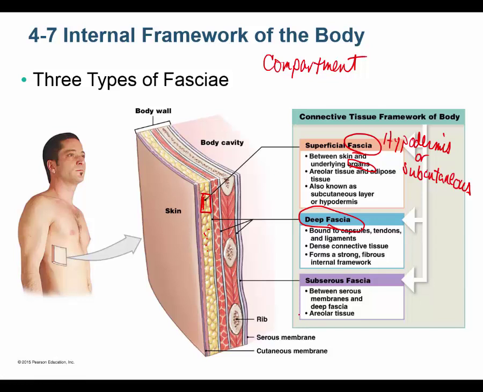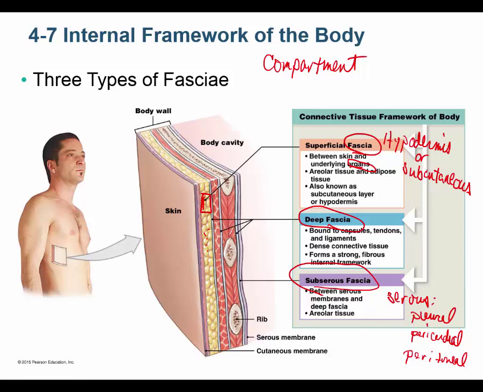All right, and then lastly, we have the subserous fascia. Now remember what the serous membranes are. Let me just remind you what the serous membranes are. Pleural surrounding your lungs, pericardial surrounding your heart, and peritoneal surrounding all your viscera, stomach, intestines, spleen, pancreas, etc.